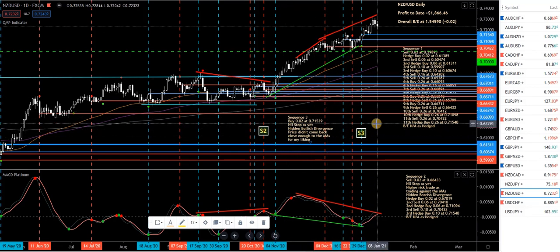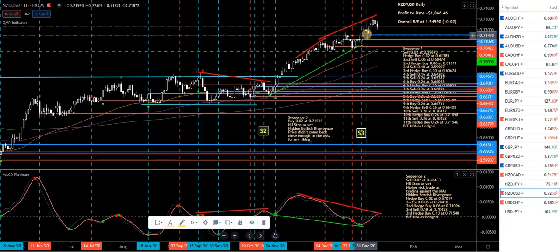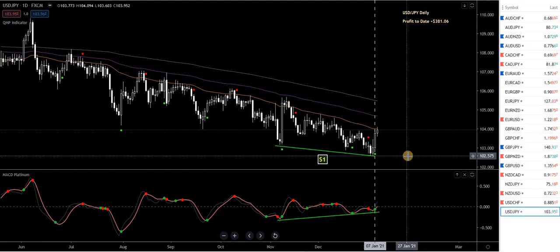Righto. Yeah, I should have already closed half that out. I will do that on Monday. Close sequence 3. I'll close half the buy out and put a stop just below these lows in here. Yeah, I should have done that. Right, I'll skip the USD Swiss Franc. Go to the USD Yen.